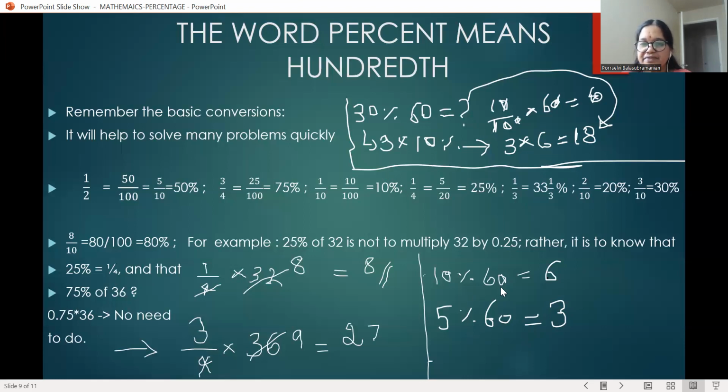Okay. So 10 percentage of 60 is 6. 5 percentage of 60 is half of this value 6. So the result is 3. 5 percentage of 60 is 3.